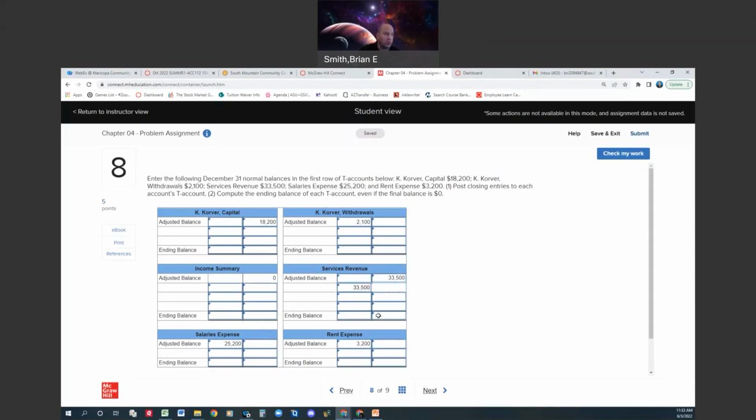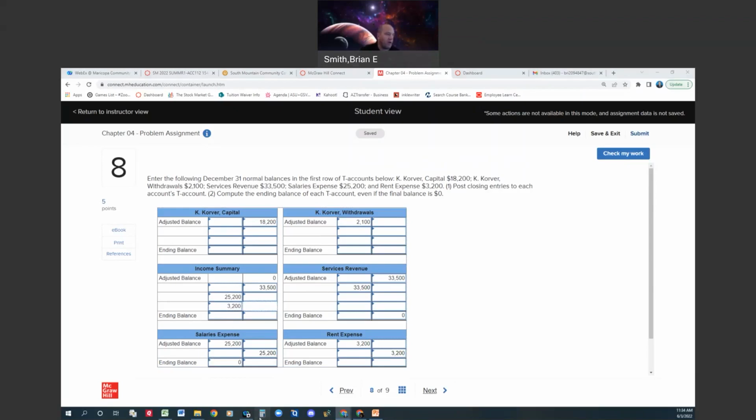Again, don't worry that there's extra lines. You don't necessarily need them. We're going to debit our service revenue. We're going to credit our income summary. With our expenses now, because there's no other revenues, we're going to credit our salaries expense, 25,200. That gives us a 0 balance there. And we're going to debit our income summary, 25,200. And then we're going to come over here and we're going to credit our rent expense, 3,200. And then we're going to come over here to our income summary, 3,200 debit.